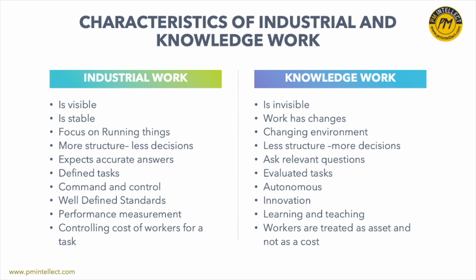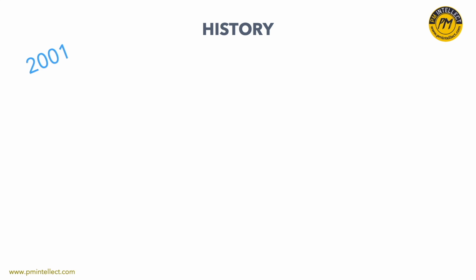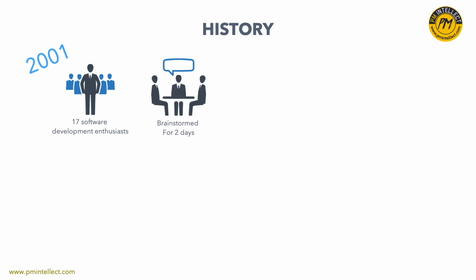Now let's have a quick sneak peek into the history of Agile and when it really started picking up. Agile was born in 2001 when 17 software developers coming from various development methodologies backgrounds met and brainstormed for 2 days to find an alternative software development model. The expectation was to define a development model which is less rigid and less documentation heavy when compared to the existing traditional software development models.